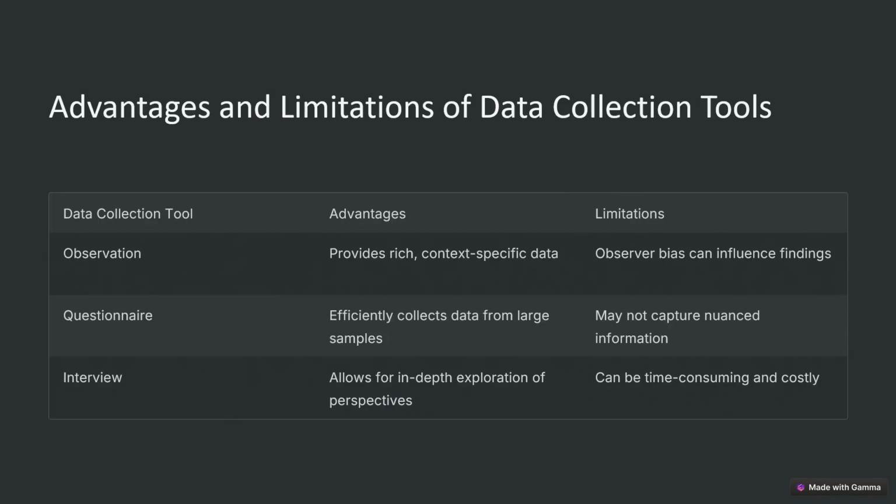Advantages and limitations of data collection tools. Each data collection tool has benefits and drawbacks. Observation provides context-specific insights but can be influenced by observer bias. Questionnaire is efficient for large samples but may lack detail. For instance, a questionnaire might reveal general attitudes towards social services but not the specific challenges individuals face. Interview allows deep exploration of personal experiences, ideal for sensitive topics in social work. However, interviews are time intensive and may not be feasible for large studies.